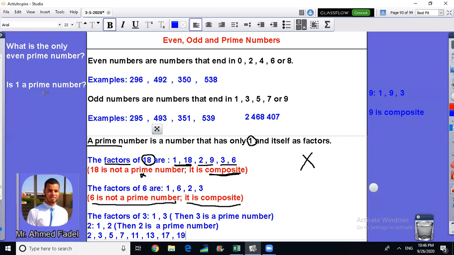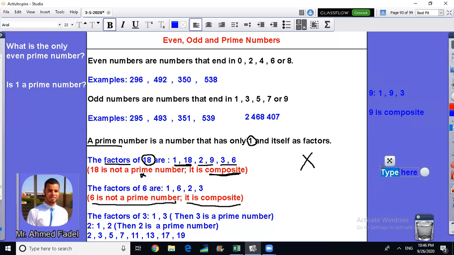But there are very important questions here that we need to answer. Two very important questions. The first question is, what is the only even prime number? If you noticed, all the even numbers are divisible by 2. So for example, if I say to you, let's say, for example, 86. 86 is an even number, it cannot be prime. Why?